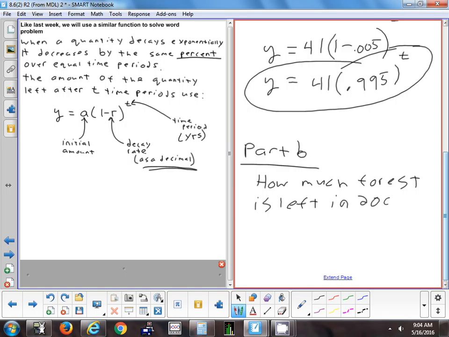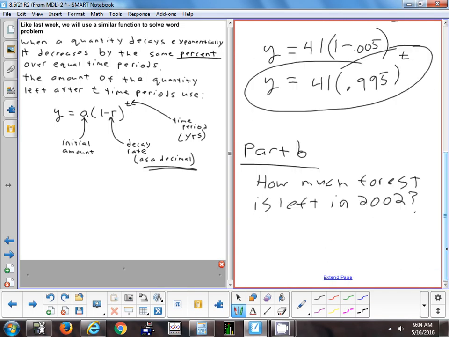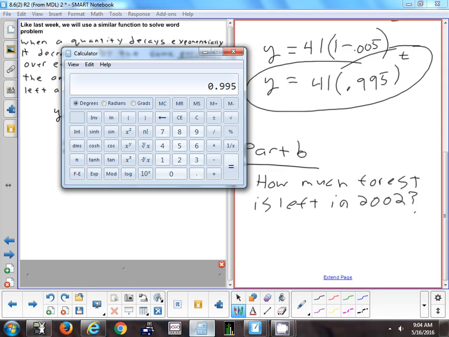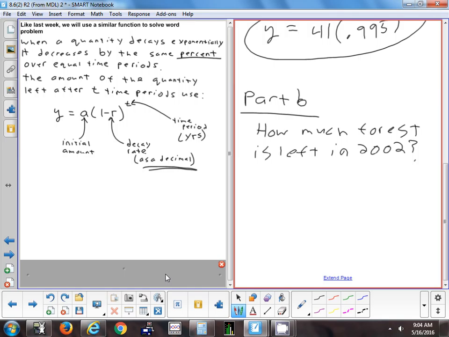I have to figure out how many years have gone by from 1963 to 2002. Just subtract the two. Let's take 2002 minus 1963. That's 39 years. So what letter is that going to be plugged in for in my formula? T. So in this case, T equals 39. All right, let's fill it in and see what we get.